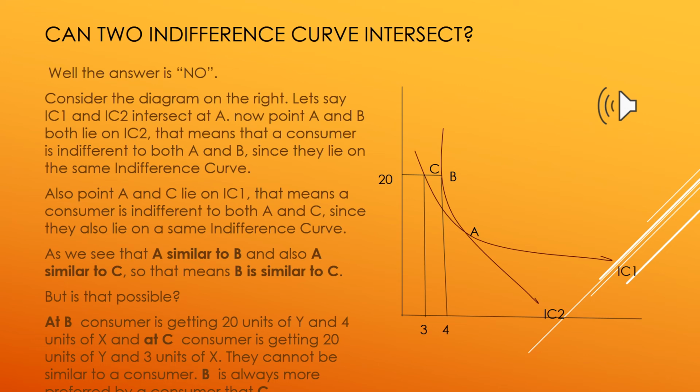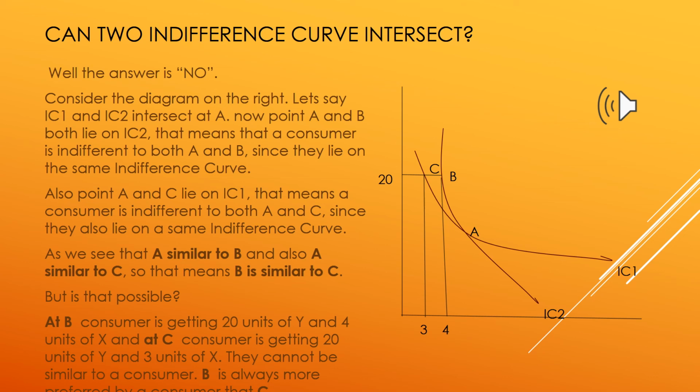But you can see that at bundles B and C, both of them have 20 units of good Y. At B, the consumer is getting 4 units of X, and at C, the consumer is getting 3 units of X. How can a consumer be indifferent to that? We have studied in economics that a consumer always prefers more of the quantity. So here the consumer is getting more of quantity X, so the consumer cannot be indifferent to B and C. He will definitely prefer B over C because the quantity at B is higher.